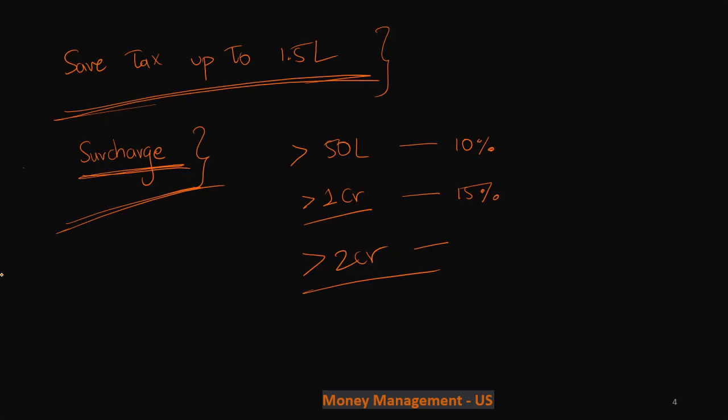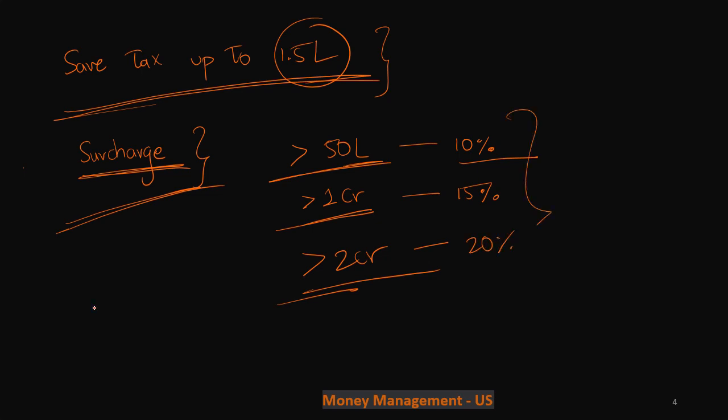So the topic for today is: use this trick to save tax up to 1.5 lakh. For this, we need to know the concept behind surcharge. So when are we going to pay the surcharge? If your income is greater than 50 lakh, you have to pay 10% surcharge. Then greater than 1 crore, greater than 2 crore, you have to pay 15% and I think 20%.